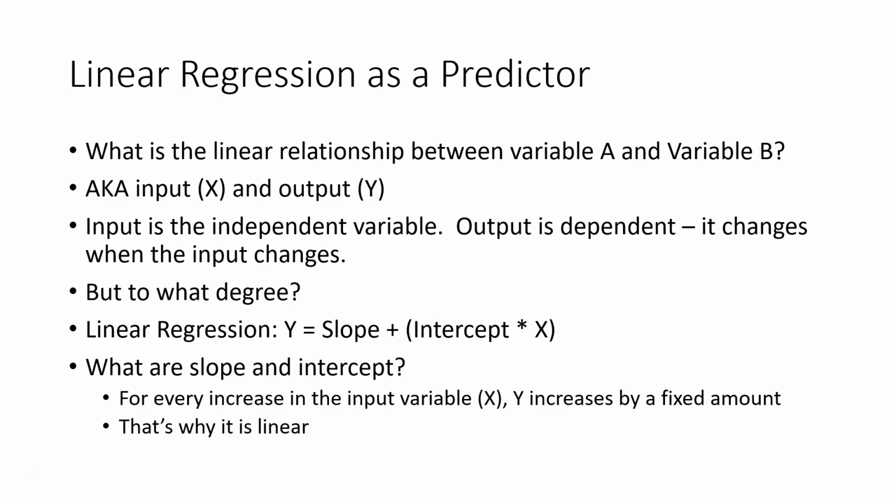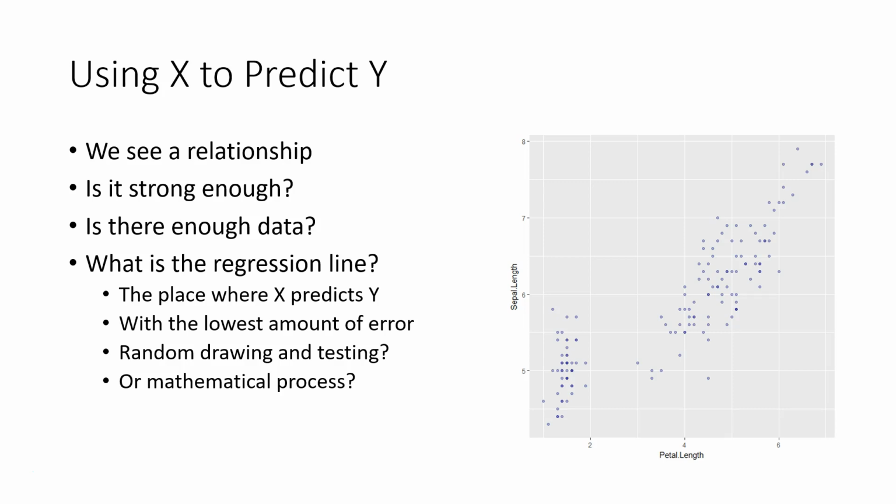But just keep in mind that when we're using linear regression and there's a true linear relationship between X and Y, for every increase in the value of the input variable X, we will see Y increase by a fixed amount. And that's because the relationship is linear. There are non-linear relationships and the like, and those act in different ways, but today we're just going to focus on linear relationships. Here's a visual on the right side, and we see a relationship. This is from the iris data set, a classic data set in statistics. What we're looking at is petal length and sepal length, two different parts of the flowers.